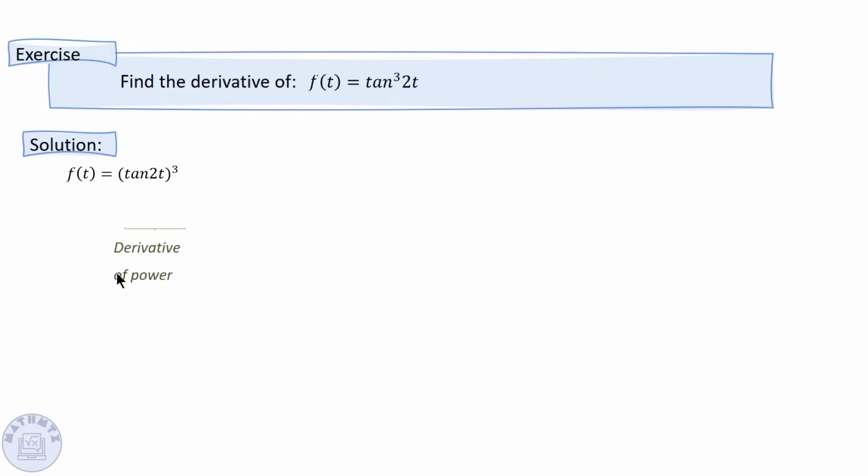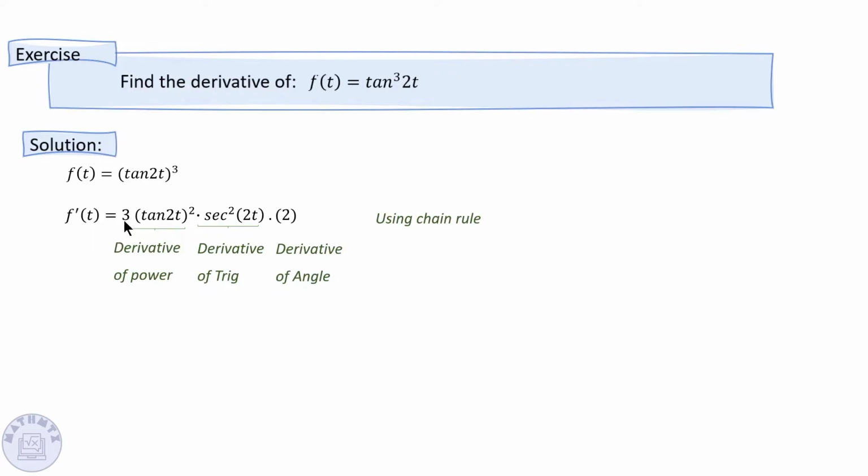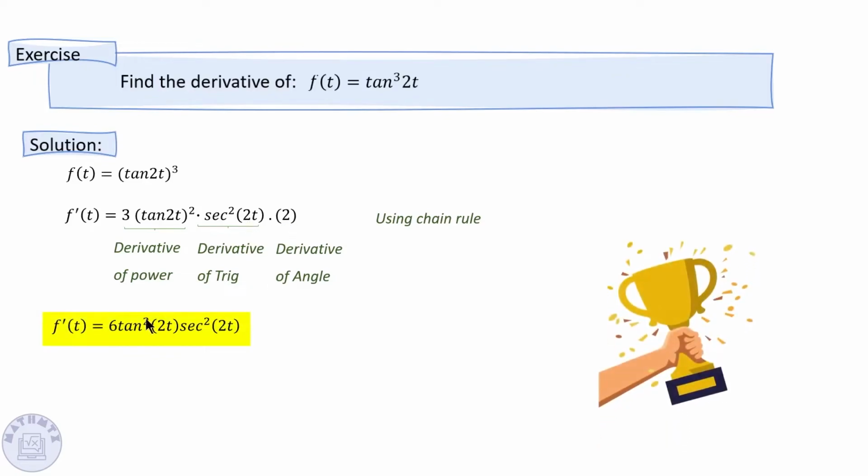Okay, so the derivative here will be derivative of the power, so 3, the bracket, power 2, and then the derivative of what's inside, tan will be secant squared for the same angle, 2t, times the derivative of the angle, which is 2. And we can rearrange this. Again, take the numbers, multiply them, put them in front.